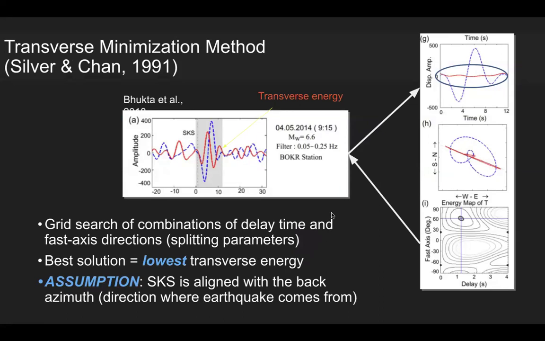And so this is really important in certain measurement techniques we use for shear wave splitting, that this assumption holds, that we just have this pure P to SV conversion at the core mantle boundary. And this is important because the transverse minimization method was developed to measure shear wave splitting, and it's under this assumption that the SKS is perfectly aligned in the back azimuth. It does a grid search of every fast direction and delay time to find the lowest transverse energy. So that's what it's solving for. That's what we're doing with shear wave splitting, we're trying to correct for the anisotropy. So we do this grid search over all possible parameters and we try to remove it from the signal. And so this is a really important assumption in this particular method.